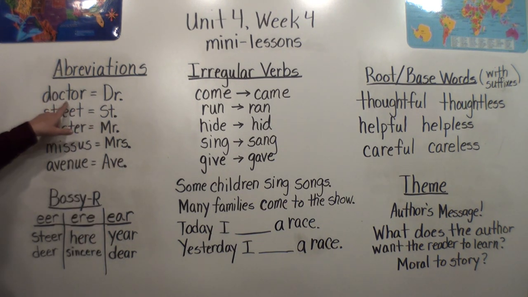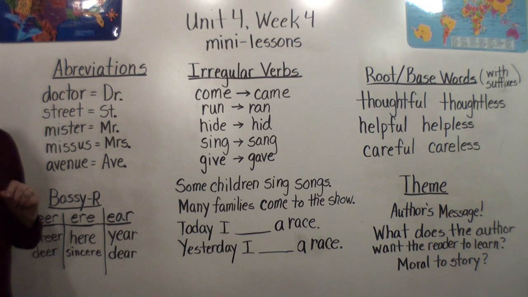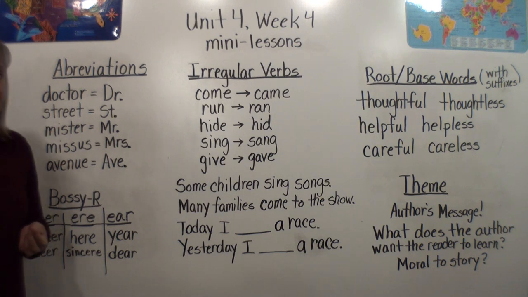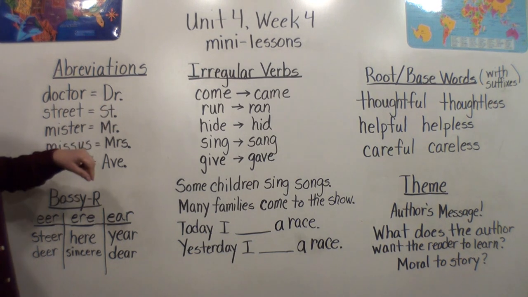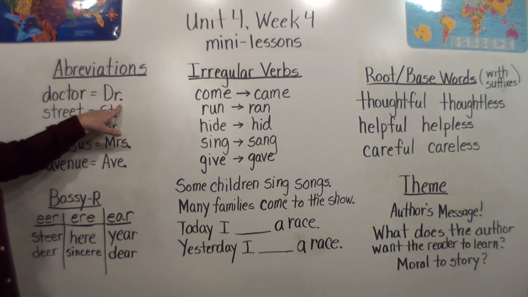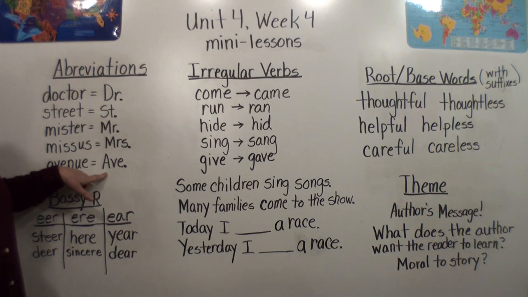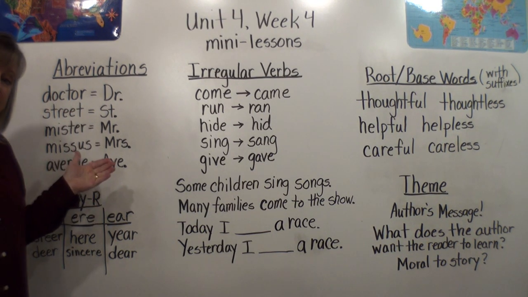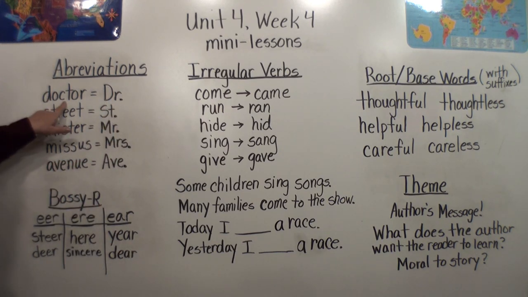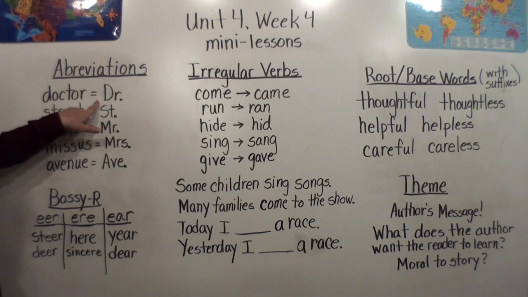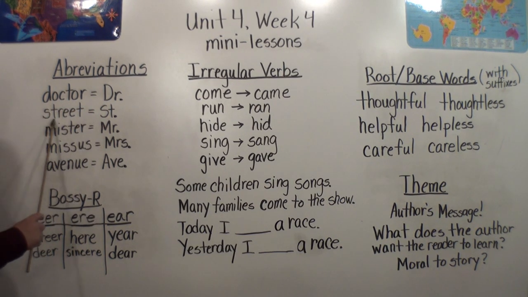So the first one I have here, the word is doctor. But we know we can use an abbreviation for the word doctor. Now, when you do abbreviations, you need to put a capital letter and then a lowercase letter, and then a period. Some of them actually have three letters. But we need a capital at the beginning, we need a period at the end. So I will show you these. For doctor, we put capital D, lowercase r. For street, we put capital S, lowercase t. And both of these have periods.